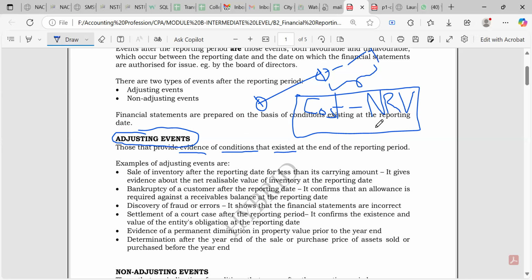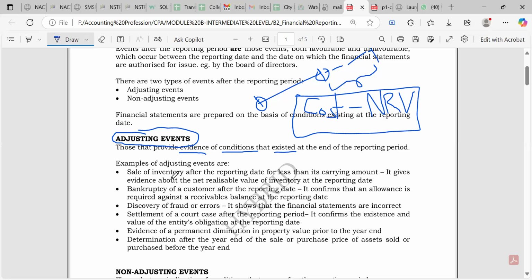So we usually take the lower of this one. If cost exceeds net realizable value, it's like when we said carrying amount has exceeded the recoverable amount, and then we have to determine the impairment, right? Exactly. So this is what we are talking about now: sale of inventory after the reporting date for less than its carrying amount. You see now? So something is worth less than what is held in the books. What does this mean?